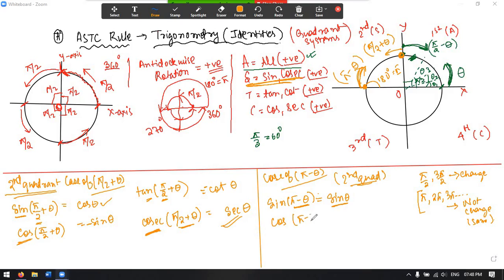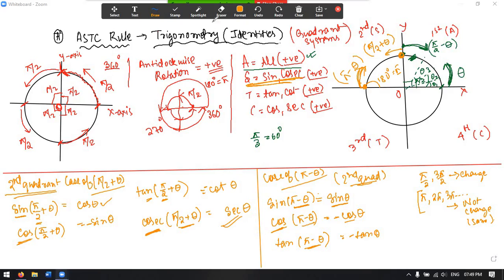Again, cos of pi minus theta. It will be cos theta because it is not going to change. Pi minus theta is in the second quadrant, and in the second quadrant cos is negative, so we have to write minus cos theta. Again, tan of pi minus theta will be tan theta, and as this is in the second quadrant and negative, it will be negative of tan theta. These are certain simple tricks which you need to understand in order to get a good grip on your quadrant system.